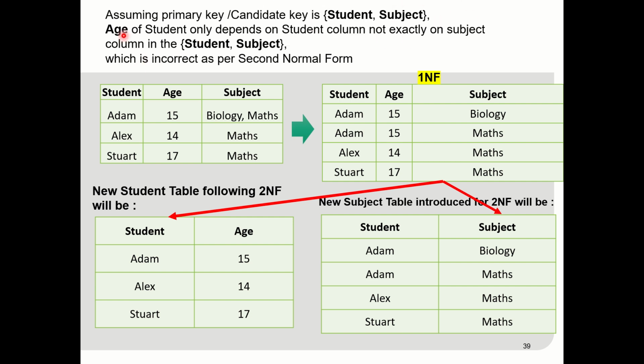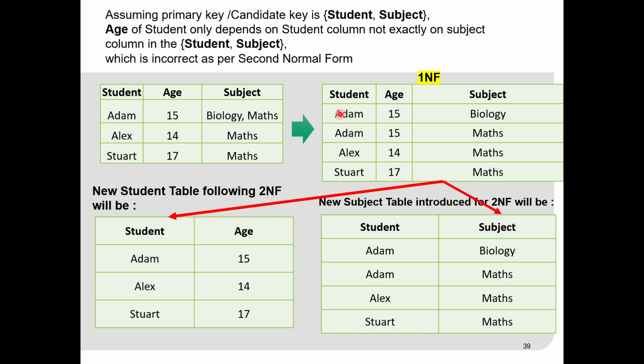Okay, now when you look at this particular table, age is basically dependent only on the student, not on the subject, right? So student and subject is the combination. This combination is the primary key, and now age is actually dependent only on the student and not exactly on subject. So age has got a partial dependency upon this particular primary key, right?